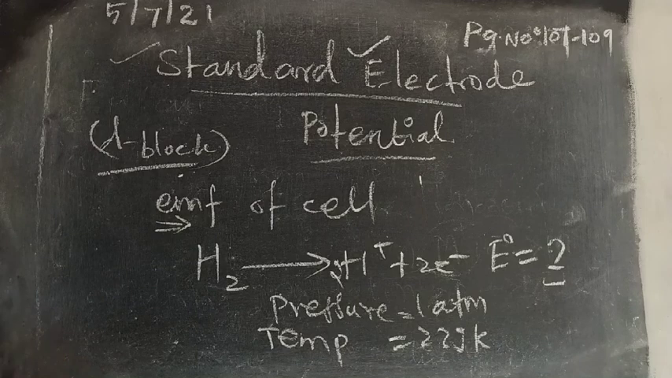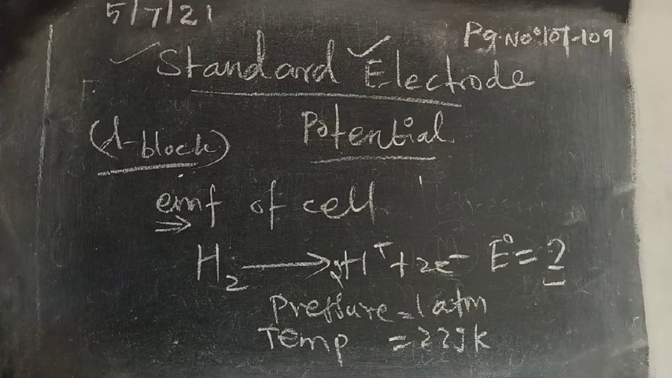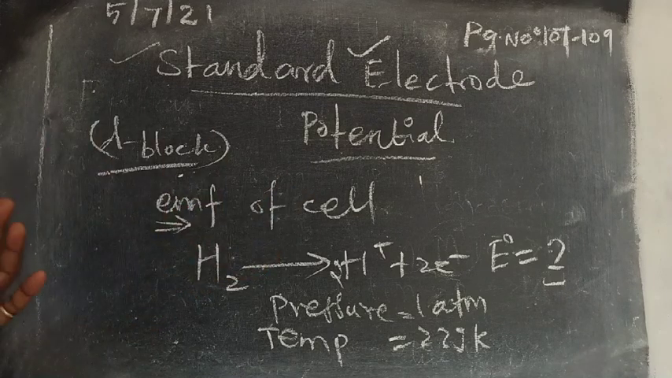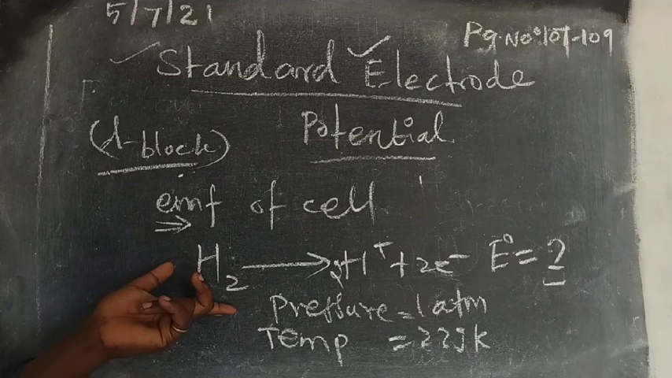Listen my dear students, we have to take a cell, okay? In detail about the cells and everything we will study in the 9th unit. Okay, so cell, anode, cathode, like we may have two compartments. One will undergo oxidation, another will undergo reduction. Transfer of electron will take place. In the cell, one of the electrodes should be hydrogen electrode.